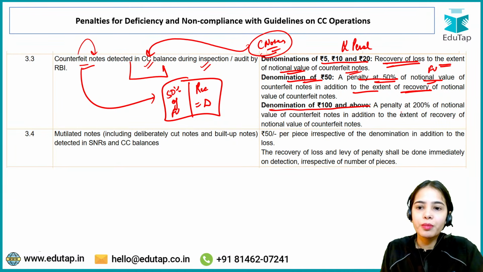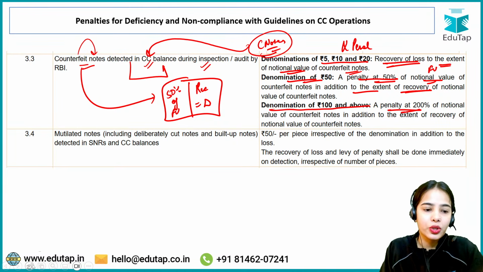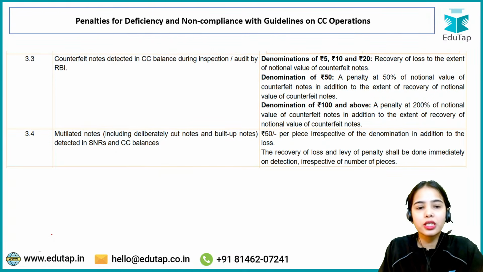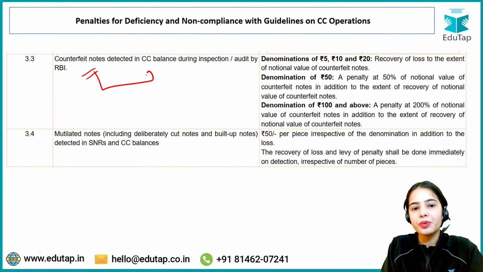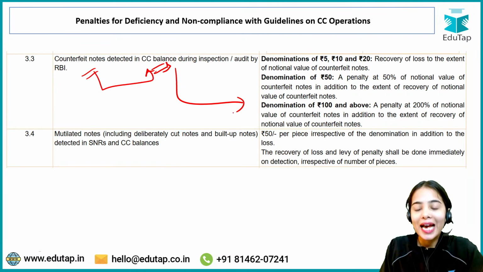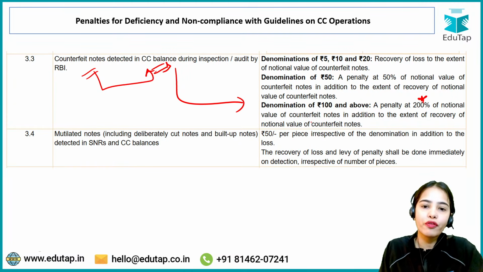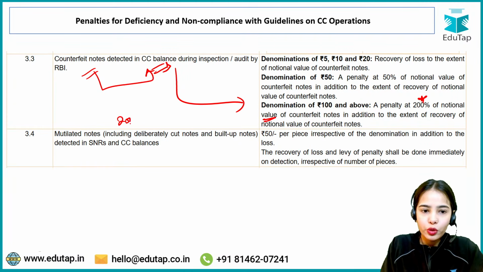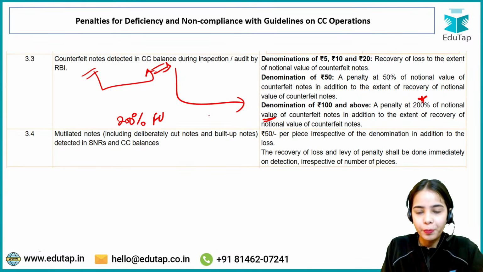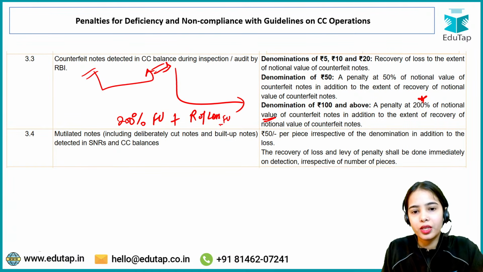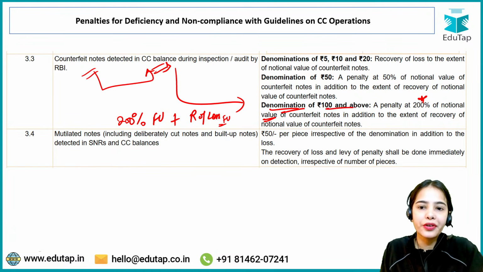For denomination of 100 rupees and above, there is a penalty of 200%. So directly here there is no grading or such. If the counterfeit note has been detected in the currency chest balance, directly a penalty of 200% of the face value of the counterfeit note applies, in addition to the recovery of loss of the face value, if the denomination is 100 rupees and above.